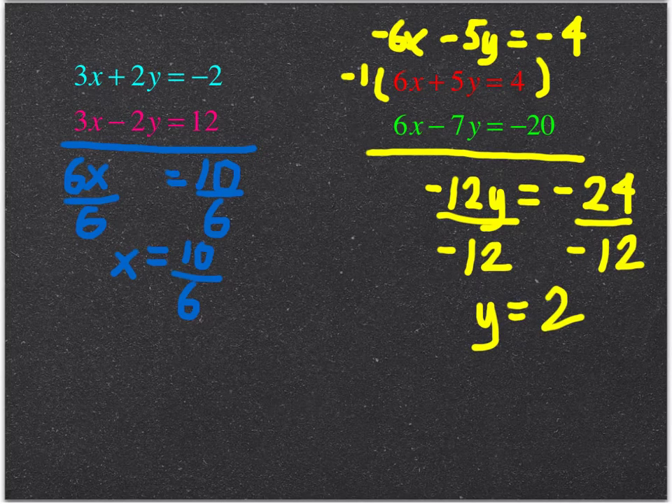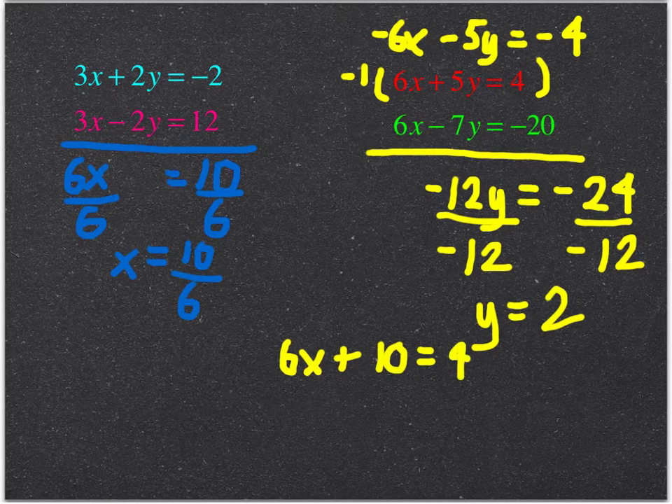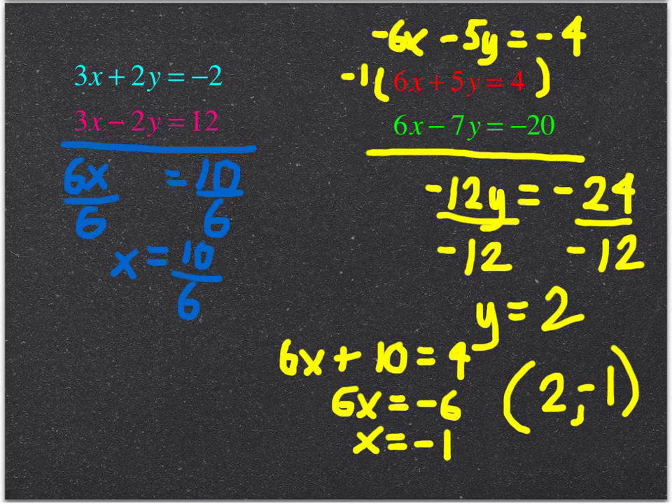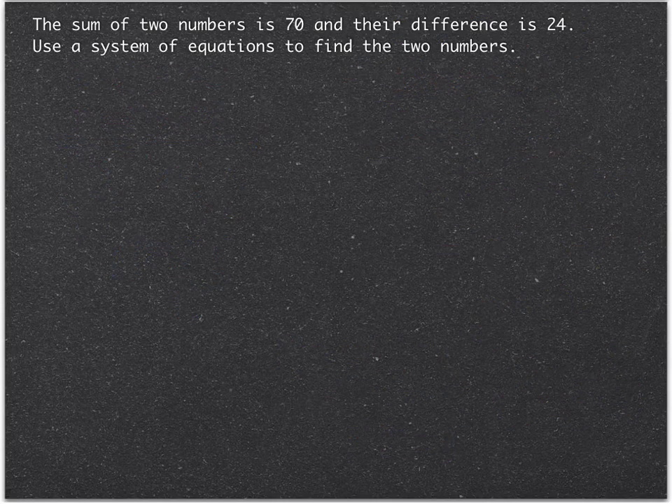Then I have to go back to either of those equations and substitute that for y. Maybe I'll go back to the top one. So I get 6x plus, well, 5 times 2 is going to be 10, equals 4. I'll subtract 10 from each side, so I'll get 6x equals -6. So sure enough, x equals -1. My ordered pair here then for an answer is going to be (-1, 2). So there's a case where I created kind of an opposite situation, even though my original two equations did not have an opposite. Some word problems would make use of this method as well.